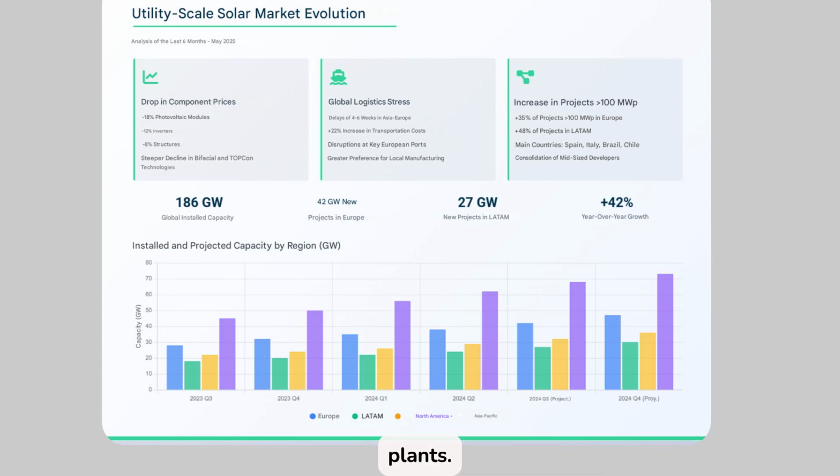MWp plants. Globally, installed capacity reaches 186 gigawatts, with 42 gigawatts of new projects in Europe and 27 gigawatts in Latin America. Year-on-year growth is plus 42%, confirming that the utility-scale segment continues to accelerate despite economic and regulatory volatility.